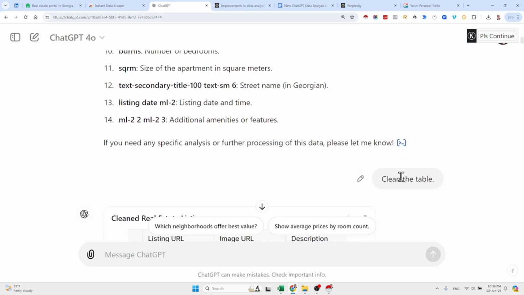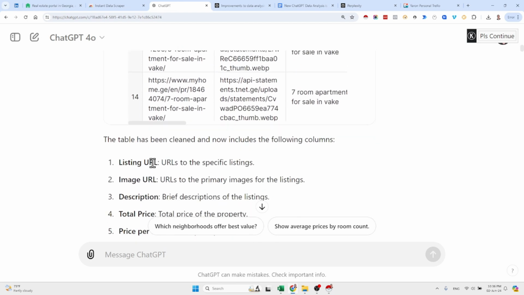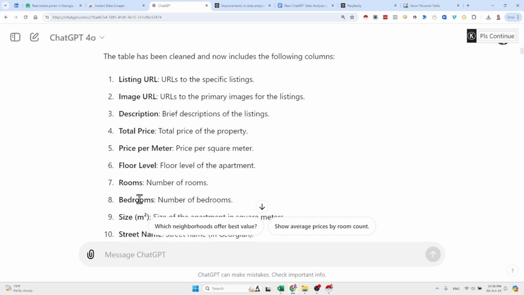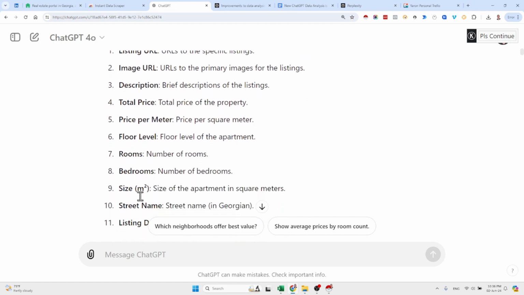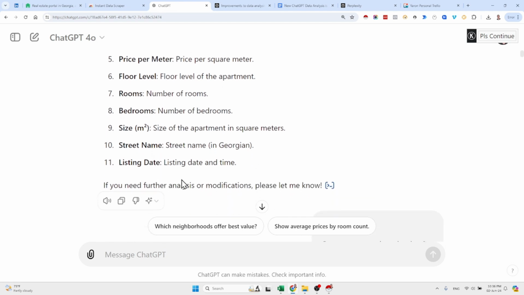Then I asked it to clean the table. So it cleaned the table and it reorganized the listing: listing URL, image URL, description, total price, price per meter, floor level, rooms, bedrooms, size in square meters, street name, and listing date. So it removed non-crucial columns. If you need further analysis or modification, please let me know.